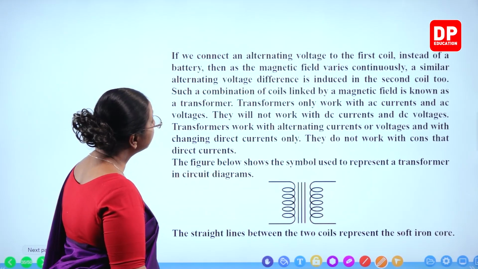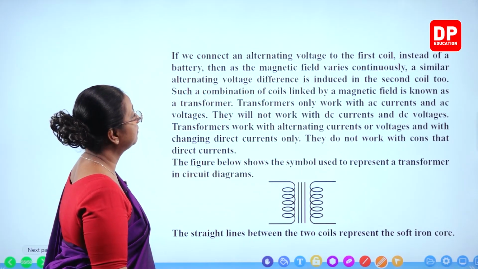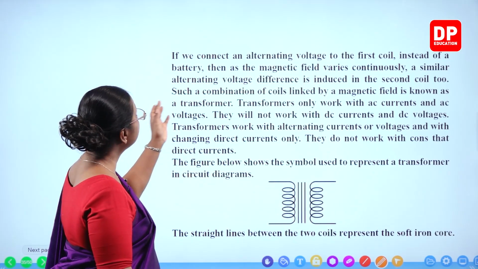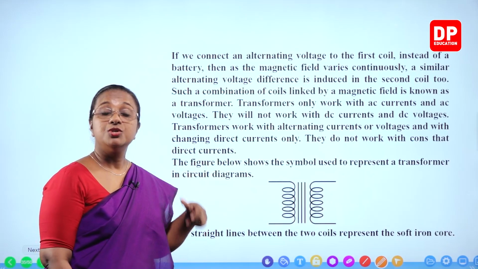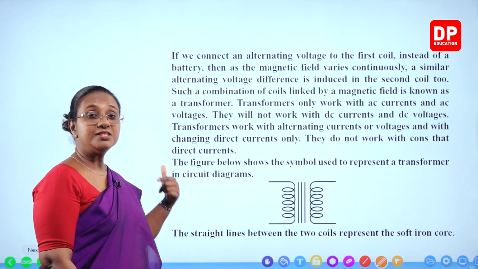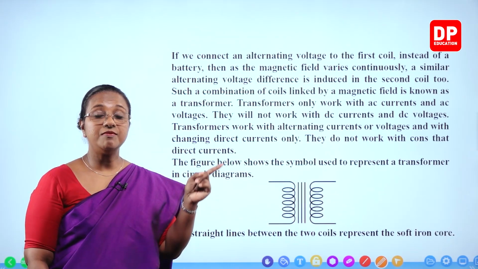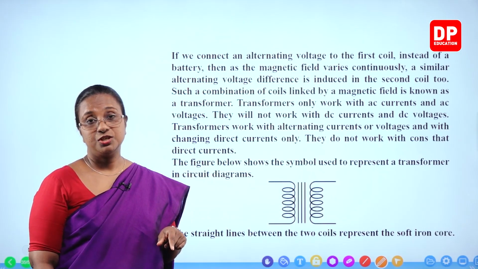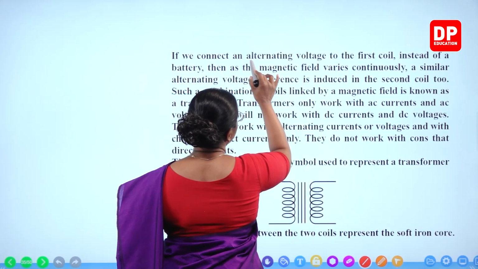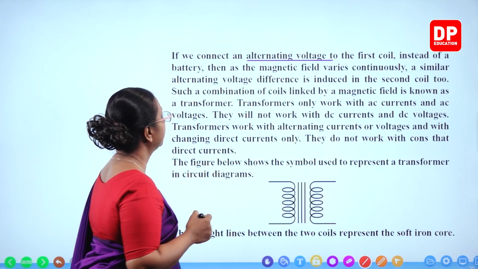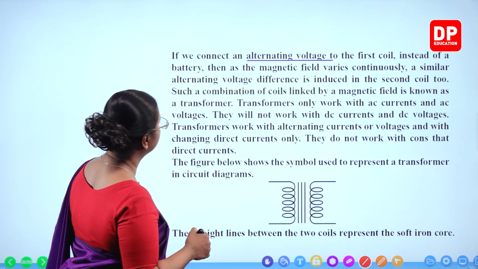If we connect an alternating voltage to the first coil instead of a battery, then as the magnetic field varies continuously, a similar alternating voltage difference is induced in the second coil too. So, like I told you, these function better with alternating current because the changes are observed when you switch the circuit on and off. So, instead of a direct current supply, if we connect an alternating voltage to the first coil, then of course an alternating voltage difference is induced in the second coil.